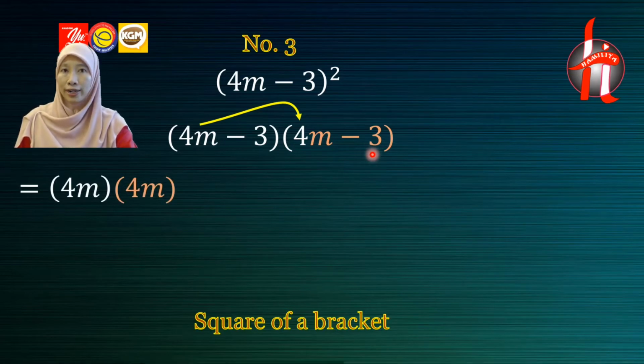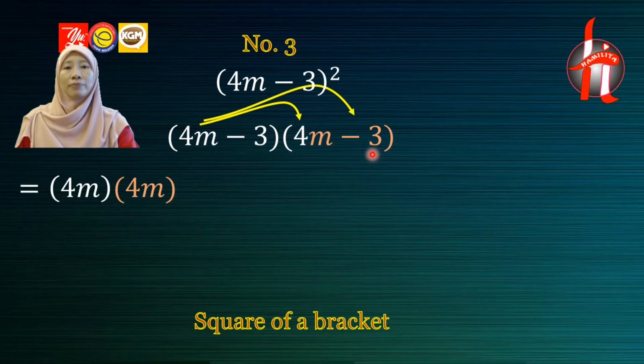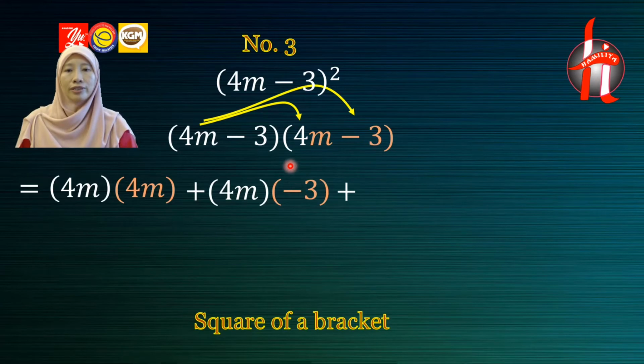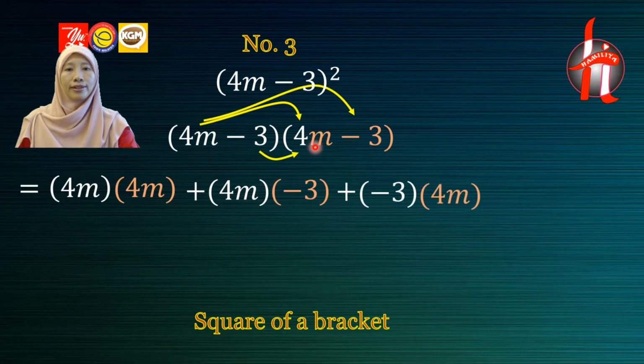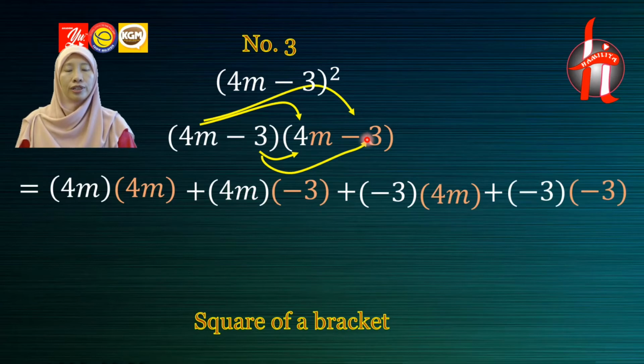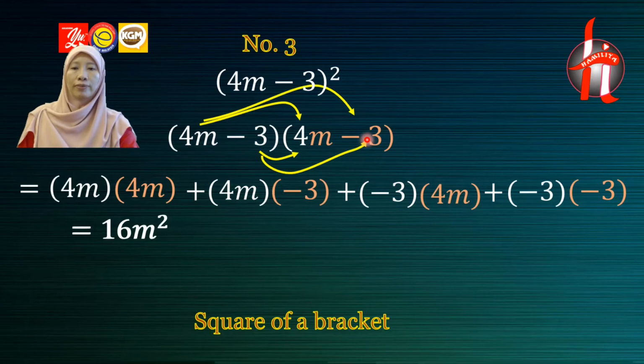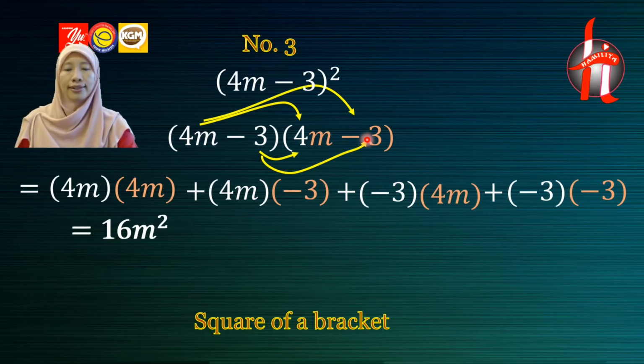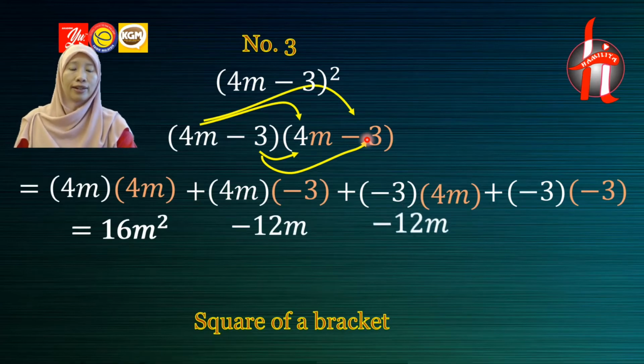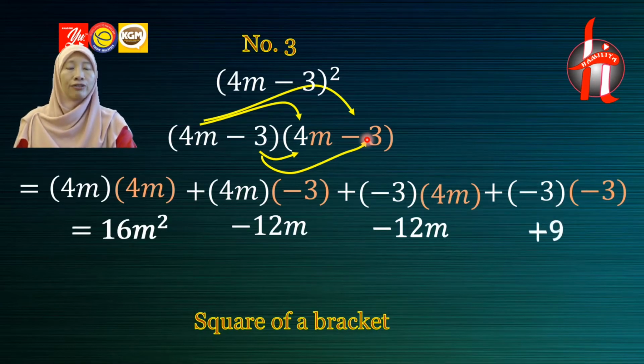4m multiply 4m, and then 4m multiply negative 3. After that, we consider this 3 and 4m, and also 3 with negative 3. Then we simplify them all. 4m times 4m is 16m squared. 4m times negative 3 is negative 12m, and negative 3 times 4m is negative 12m, and negative 3 times negative 3 is positive 9.